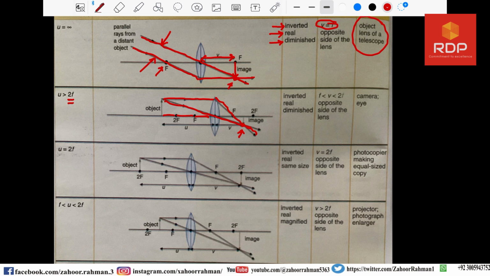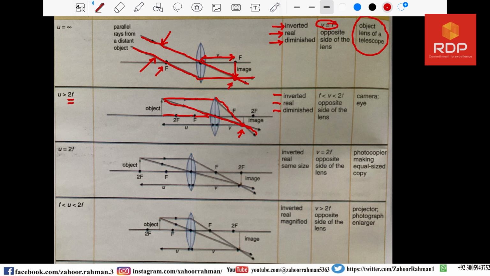And you can see that in this particular case, the object size is larger than the image size. So we will say that the image has been diminished, made smaller in this particular case. And that is also inverted and real and diminished. These are the properties. When you understand the scenario of drawing a ray diagram, no problem will be there for you to draw this line.